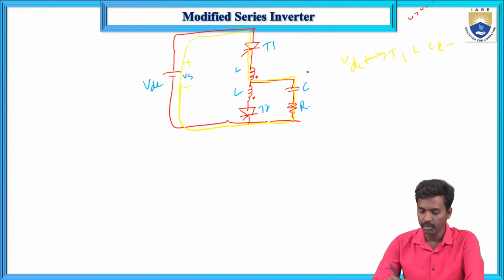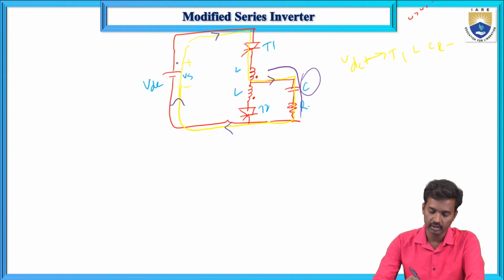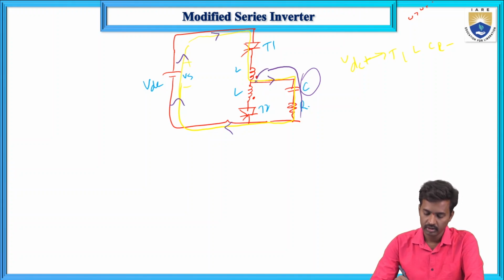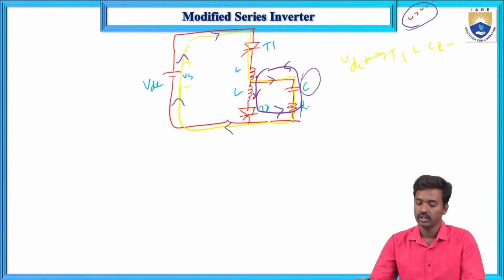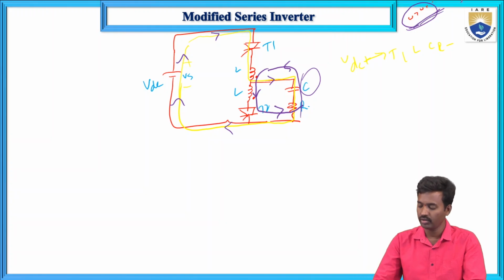In the next case, the capacitor stores energy in the form of electrostatic energy and then it discharges. In the previous case this was the current direction, and now the current is flowing like this, so the current direction is reversed. So this is the modified series inverter. The ringing frequency should be made less than the inverter frequency.